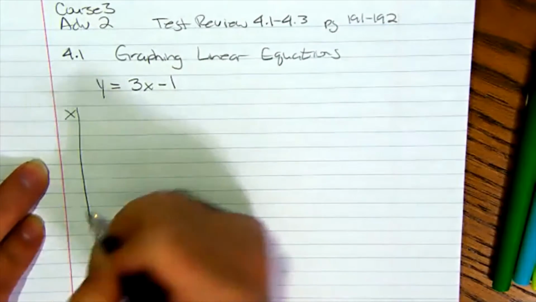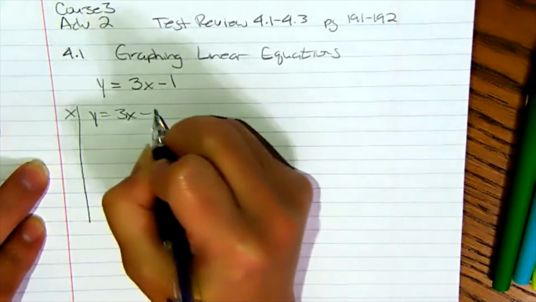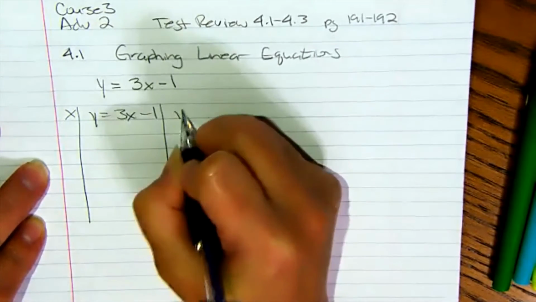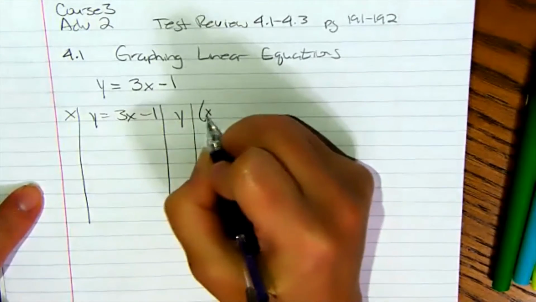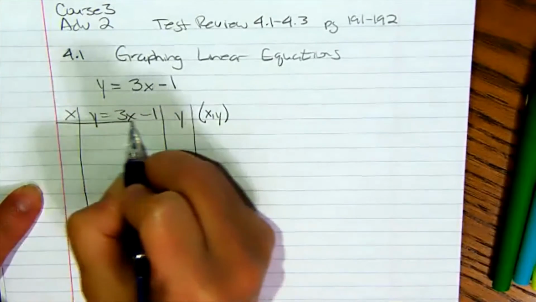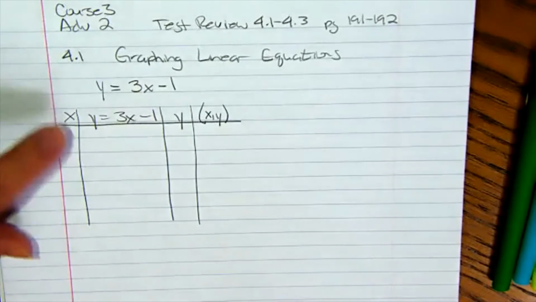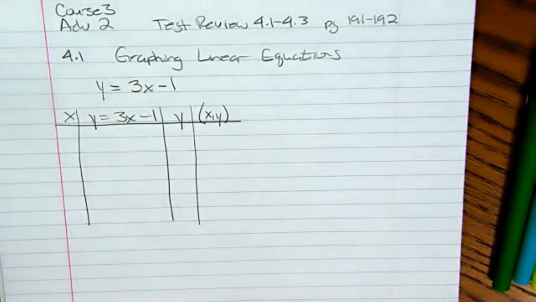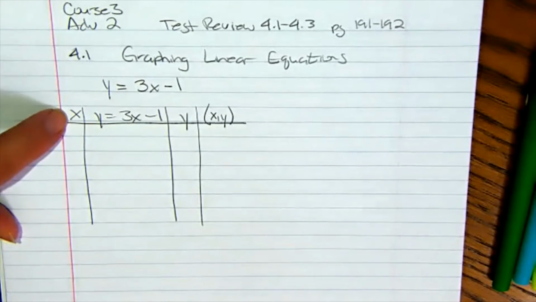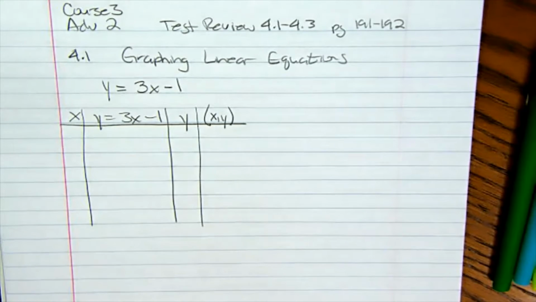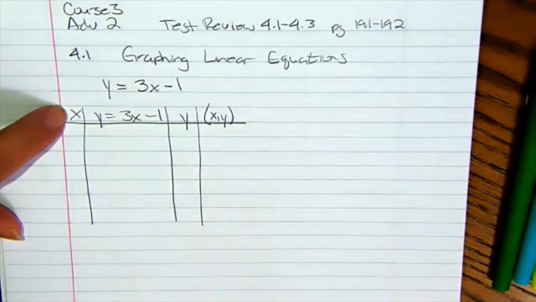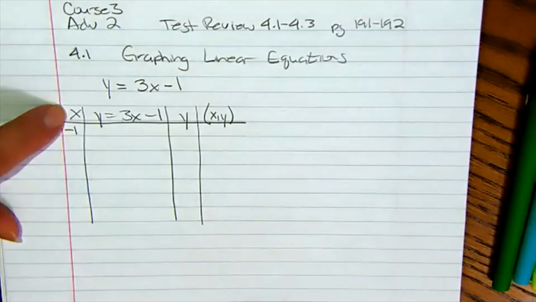X, the equation, my output will be y, and then x and y together will give me an ordered pair. So when we do this, I get to determine the inputs, my x's. I need a negative, a 0, and a positive. So I'm going to pick numbers that are easy to work with. My first x I'm going to choose is negative 1.